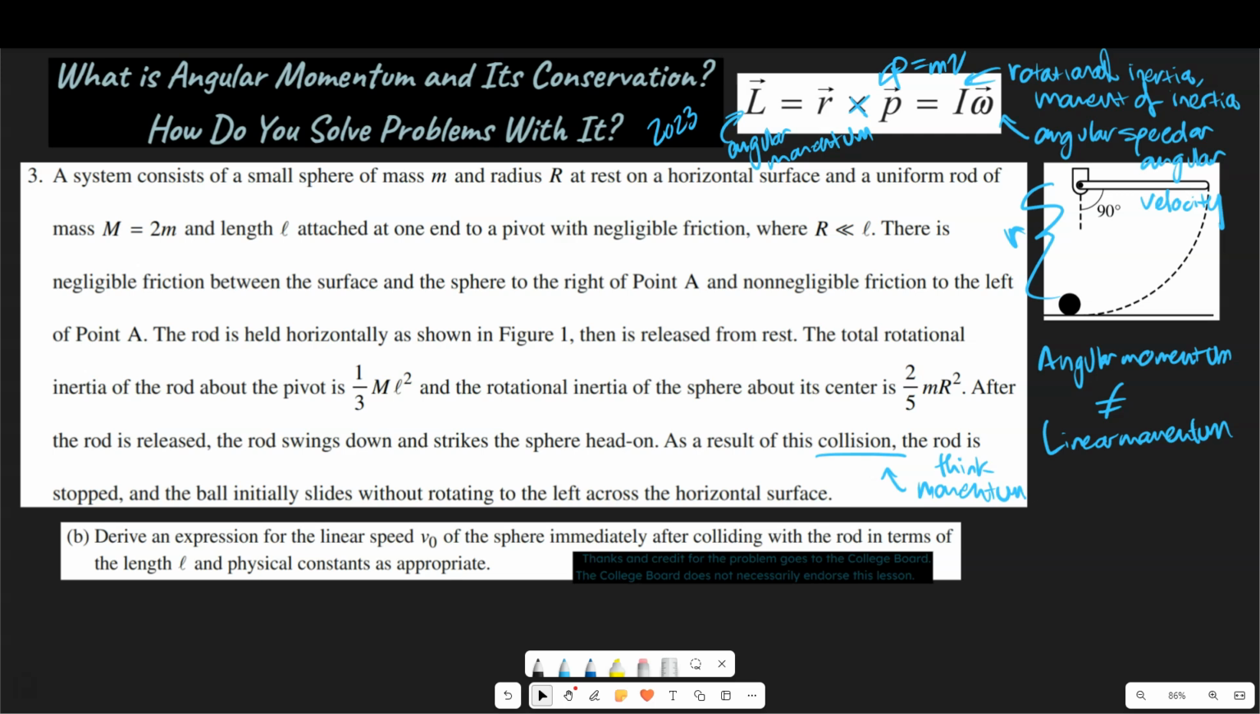In this case, we're talking about a rotational motion, even though at the end of the collision, we know that the ball is going to move at some velocity, some linear speed is what we're going to call it right here, V naught. The problem calls it V naught because this will begin another section of the FRQ. We're not going to concern ourselves with that right now, but still we want to treat this as an angular momentum problem.